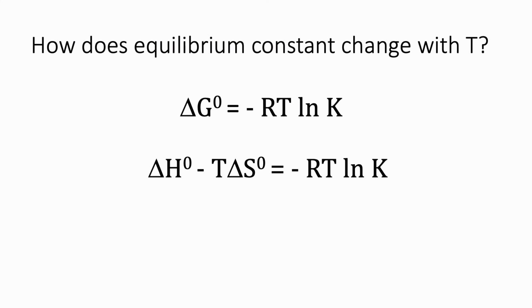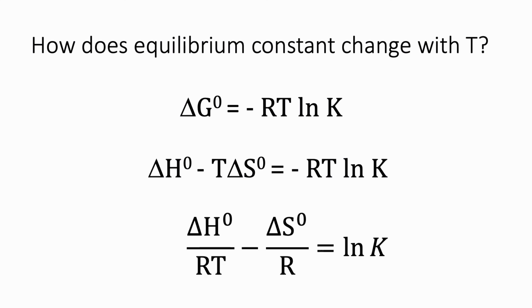Now, if we divide both sides by RT, what we get is this. Delta H naught over RT minus delta S naught divided by R equals the natural log of K. Before rearranging, we had temperature on both sides of the equation. Now that we've done that, we only have temperature in one place, and now we have a relationship between the equilibrium constant and the temperature.